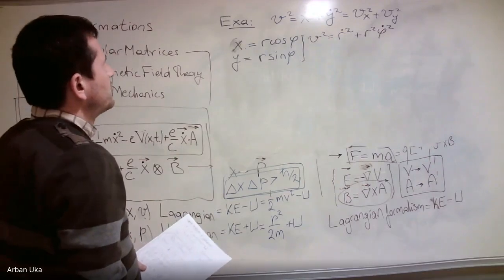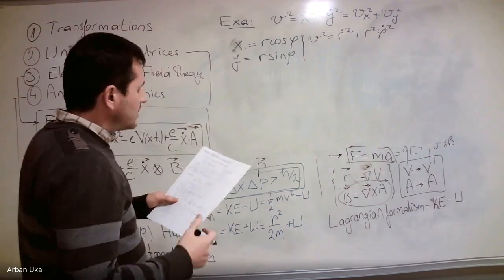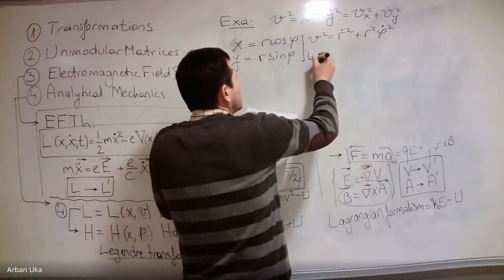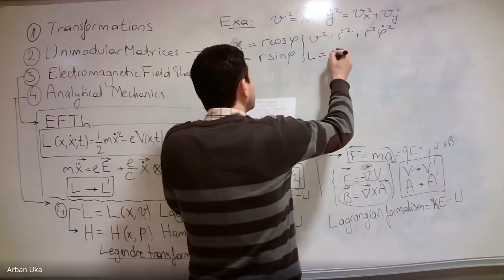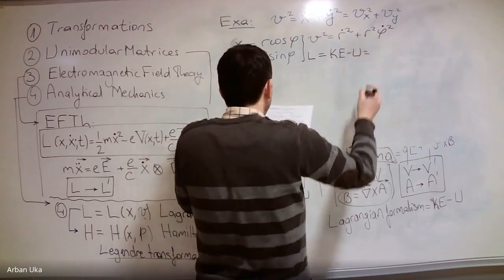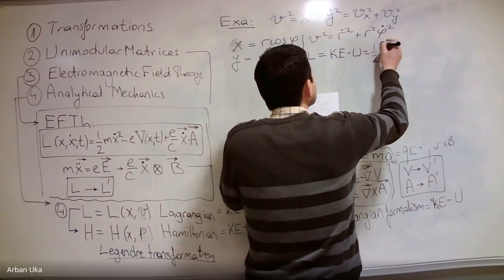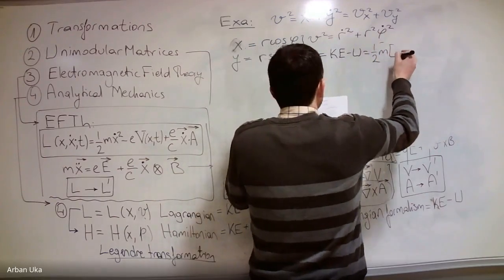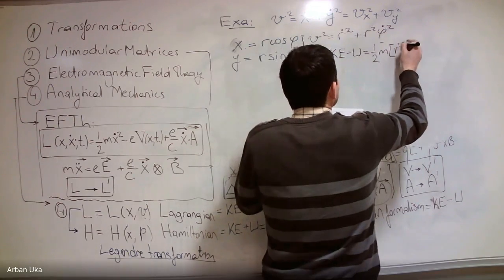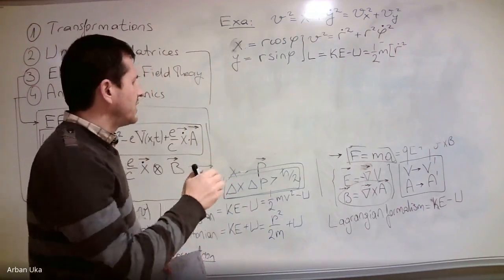this is what we obtain if we are using the polar coordinate system, and the Lagrangian formula is going to be equal to kinetic energy minus the potential, and this is equal to 1 over 2 m times r dot square, which is actually just the velocity in the direction of r.